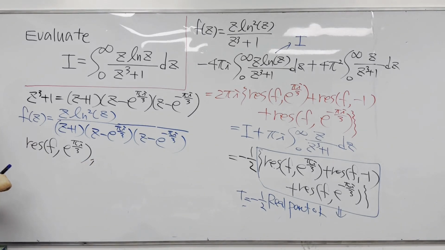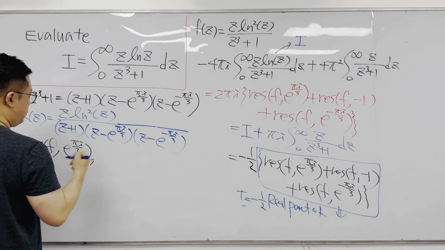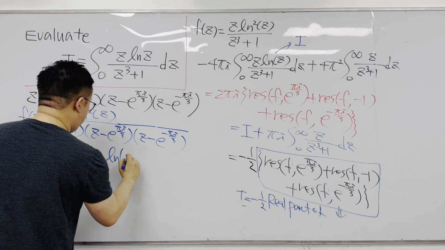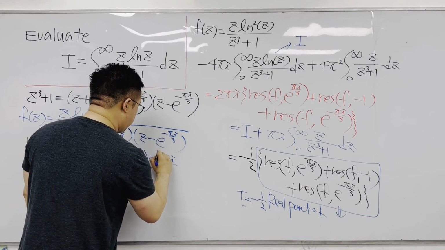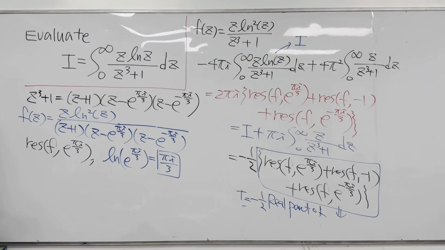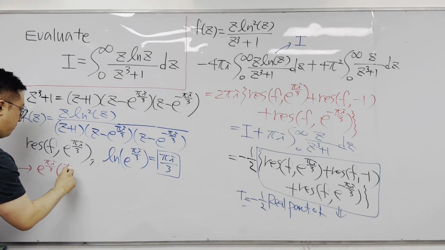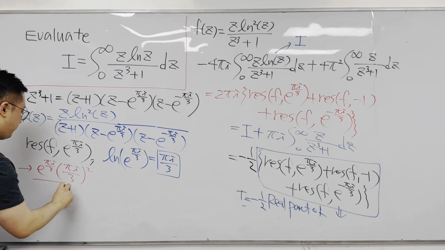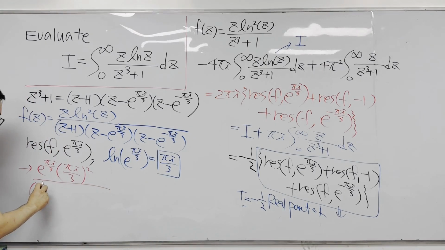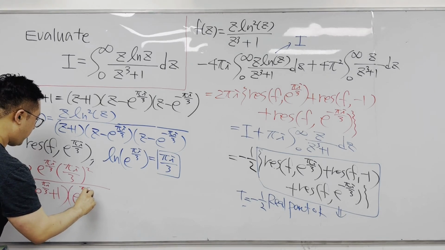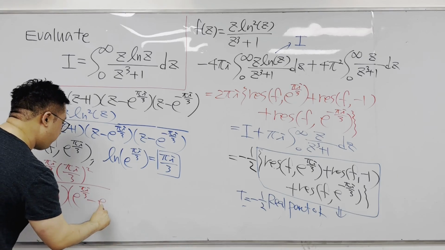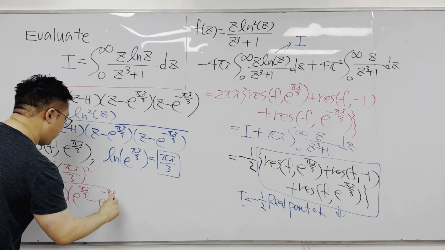Okay, so in this case, we have the ln, right? Noticing how ln of e to the power of pi i over 3 is the same thing as just pi i over 3. So using this, your expression has to be z, that is e to the power of pi i over 3, multiplied by pi i over 3 squared, divided by e to the power of pi i over 3 plus 1 times e to the power of pi i over 3 minus e to the power of negative pi i over 3.